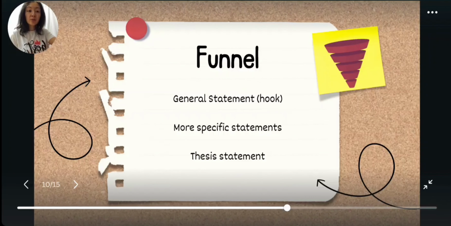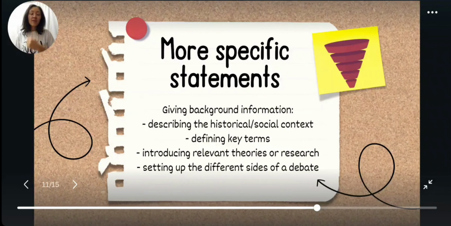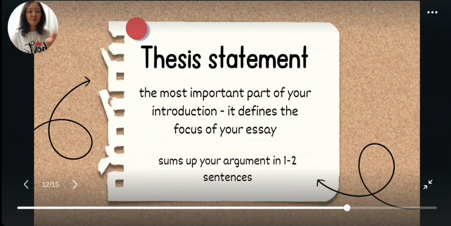So let's get to the more specific statements. These are the ones which give background information. Maybe, depending on the topic, it can be describing the historical or social context. Maybe you will define some key terms. Probably you will introduce relevant theories or research, or you set up the different sides of a debate. A bit later, I'm going to give you the example and you will see what it looks like in a real introduction. But now let's get to the thesis statement.